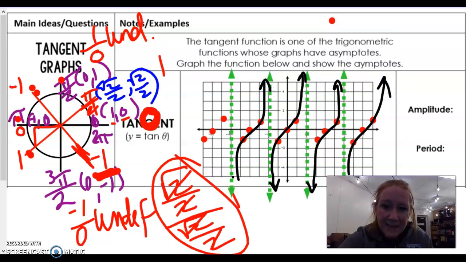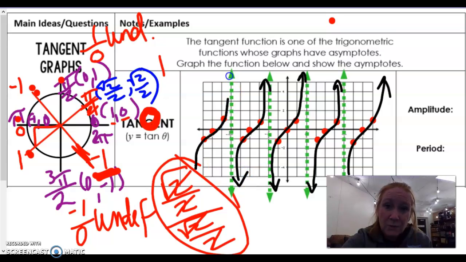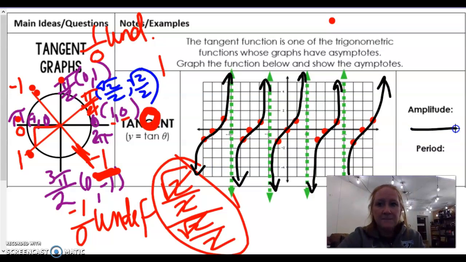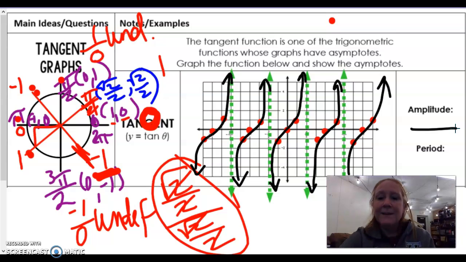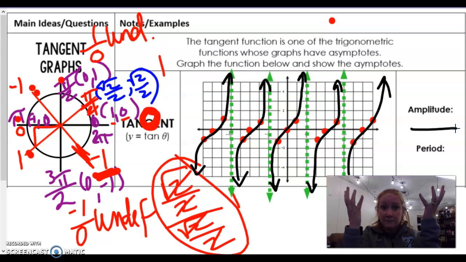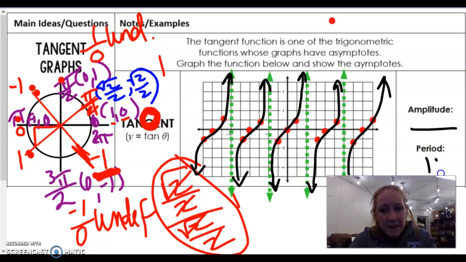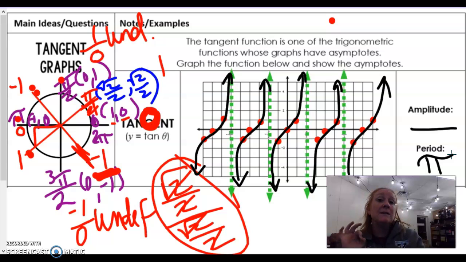Amplitude is how high it goes. Well, this goes forever to infinity up and forever to infinity down. So the amplitude is not applicable, because it doesn't oscillate. It just goes up. The period: from negative pi over 2 to positive pi over 2, how far did it go? It went pi. Do you see that? Because if I go half this way, that's a whole. So the period is pi. That is different than the others. So there is your basic tangent mother function.